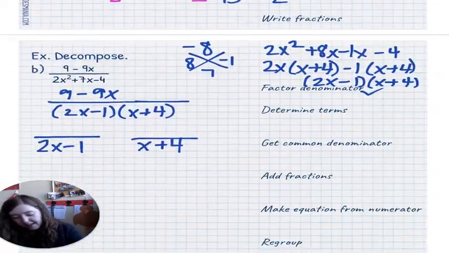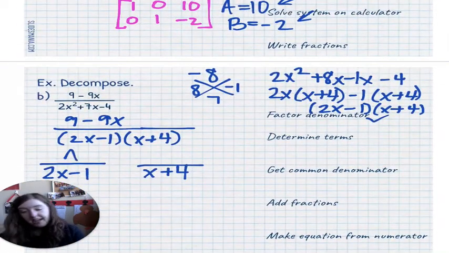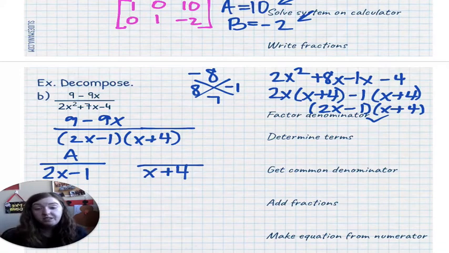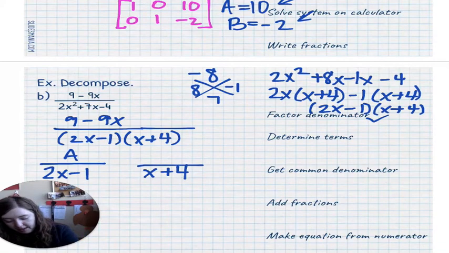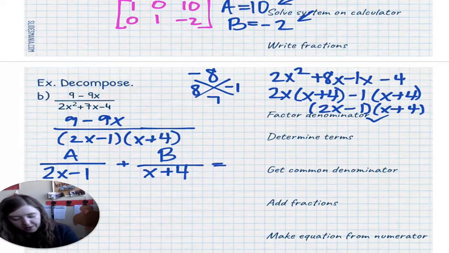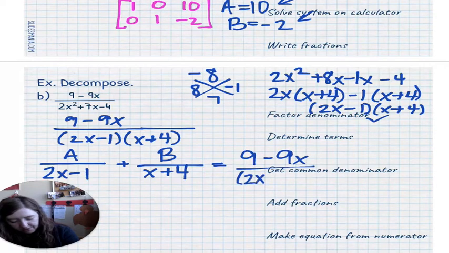So we'll put an a on top of 2x minus 1, and we'll put a b on top of x plus 4. And we know in the end we want this to be equal to 9 minus 9x over 2x minus 1 times x plus 4.